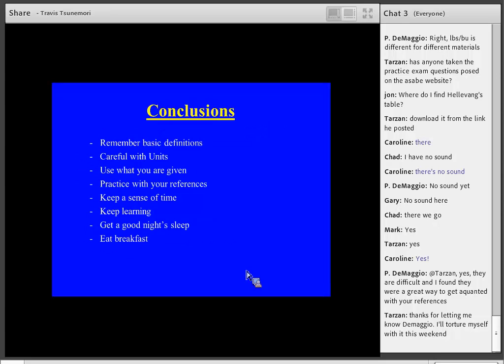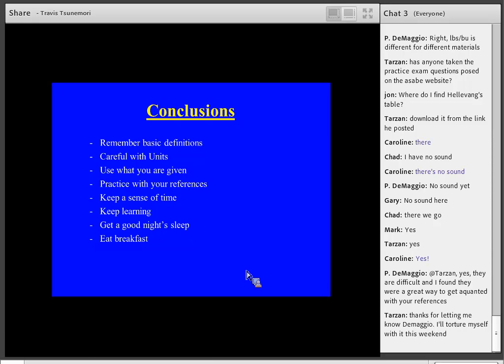All right, in conclusion, remember your basic definitions. Be careful with units. I recommend you simply write down the units with every question, every part of every question. Cross them out if you have to, pounds per foot times feet per inch. Cross out the feet. Okay, fine, but write down the units that you are using. Use what you're given. Practice with your references. Get used to opening and closing your books, getting to the right spots. Keep a sense of time. So keep a timer and do that while you're doing your practice as well.